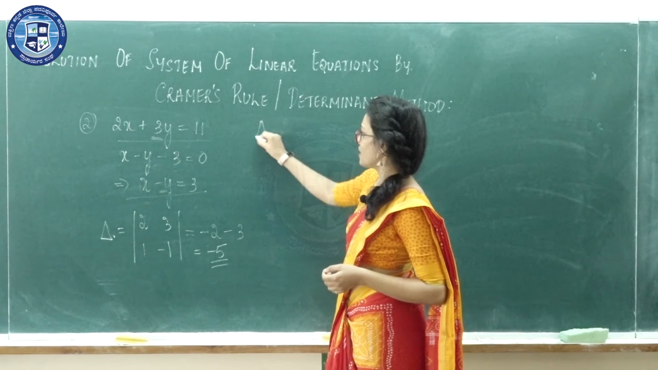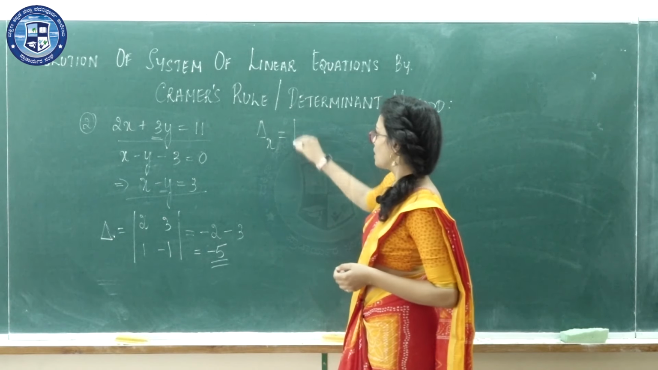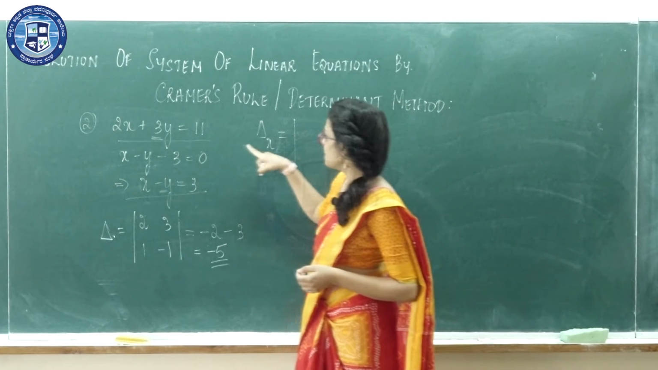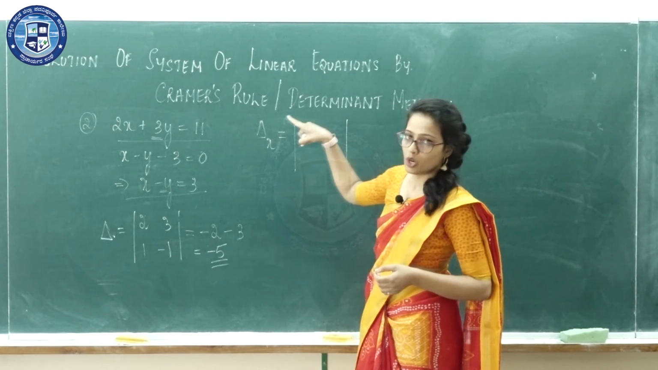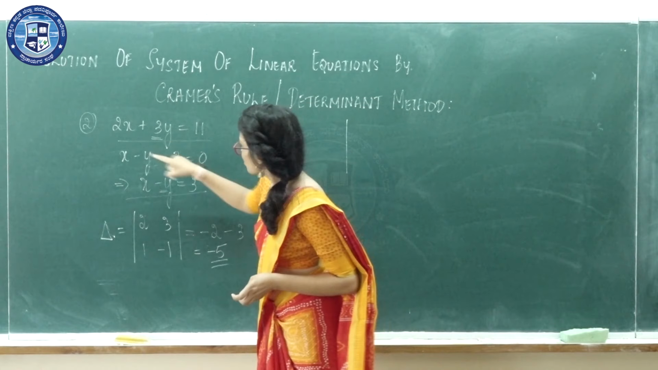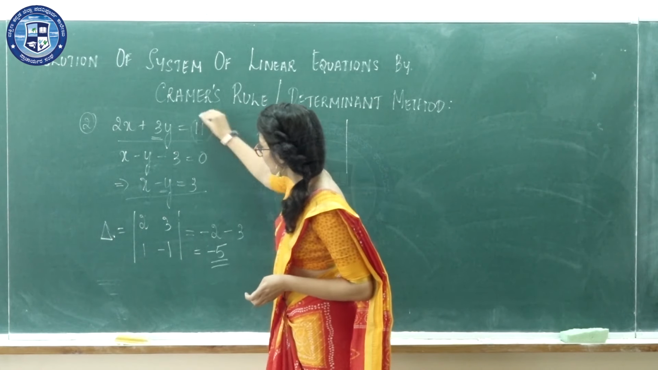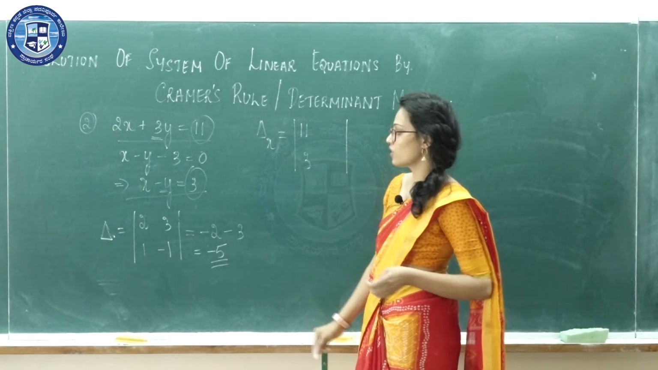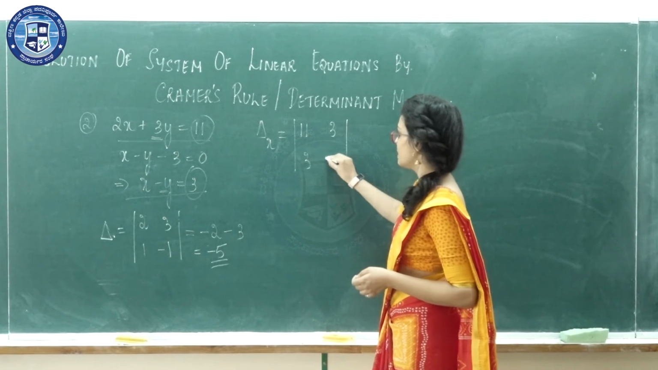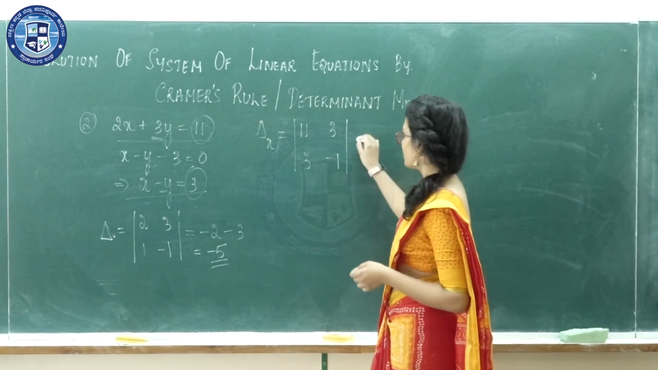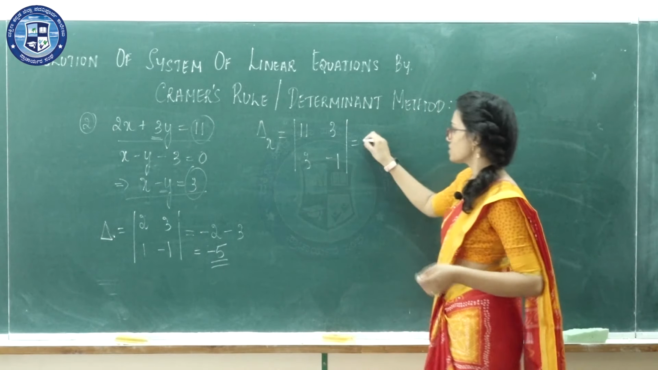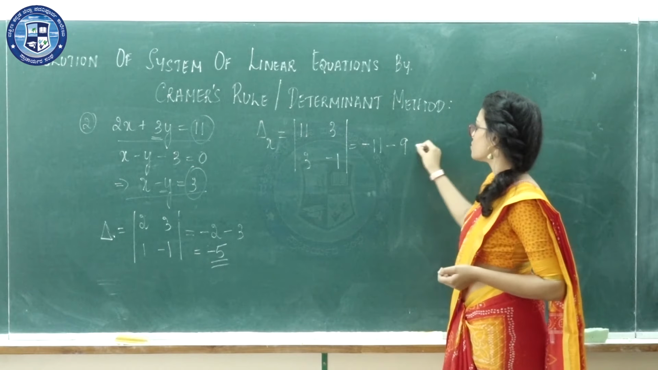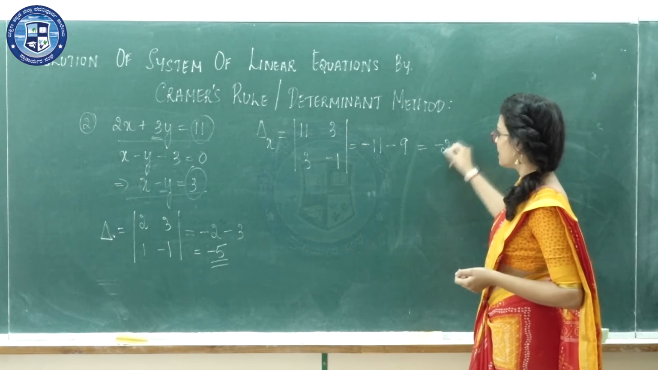Second step, let's find what is delta x. Now, when finding delta x value, we replace the first column with the constants. So, the constants over here are 11 and 3. So, 11, 3. Second column I will keep it as it is, so 3 minus 1. So, we get 11 into minus 1 is minus 11 minus 9. So, we get minus 20 as the answer.